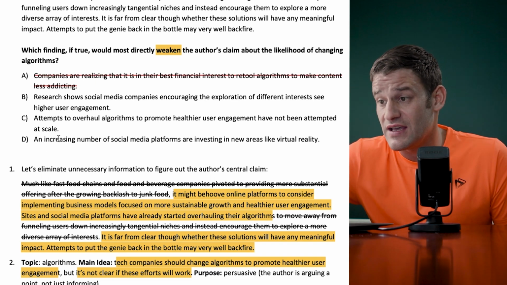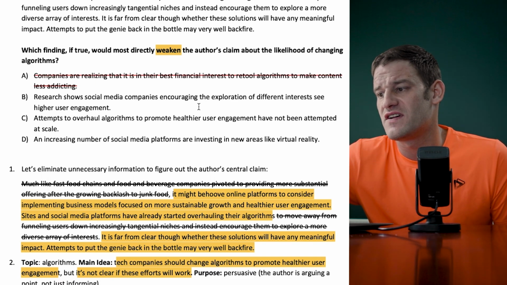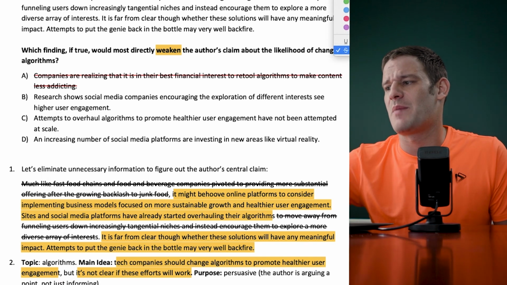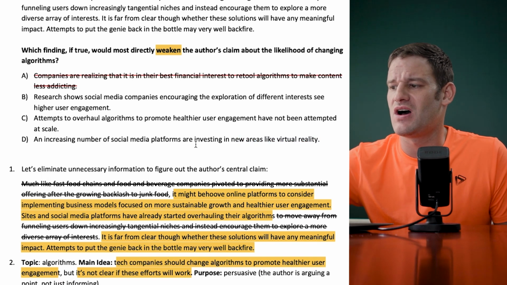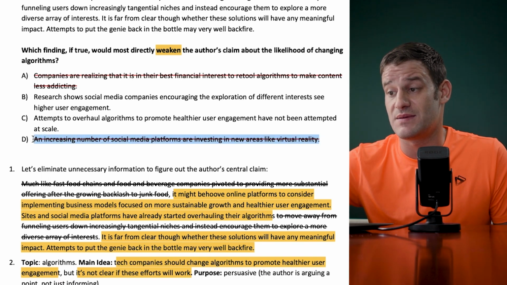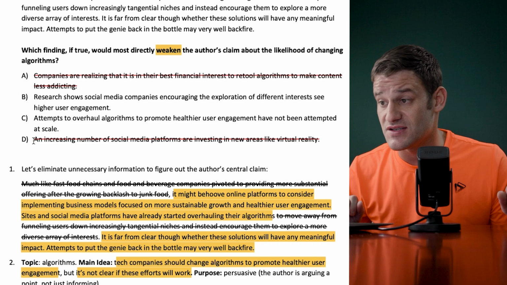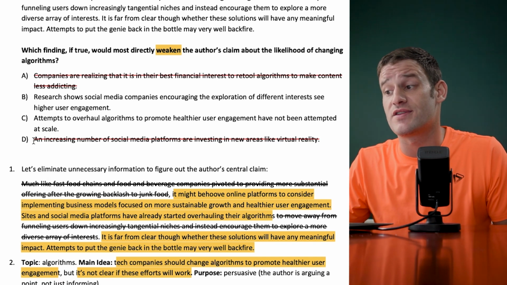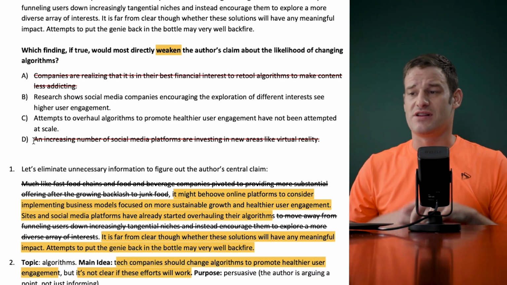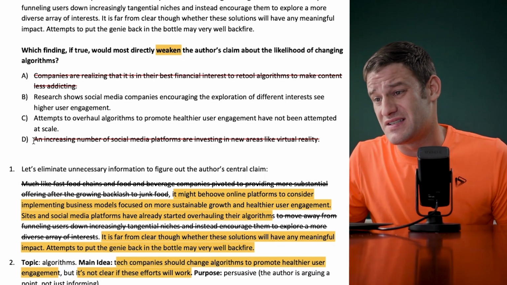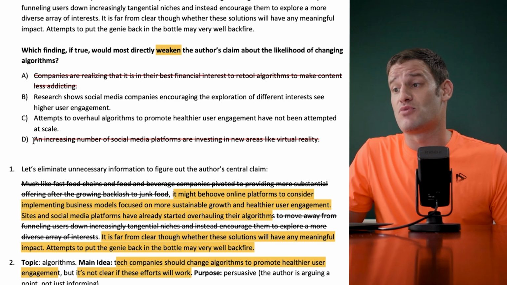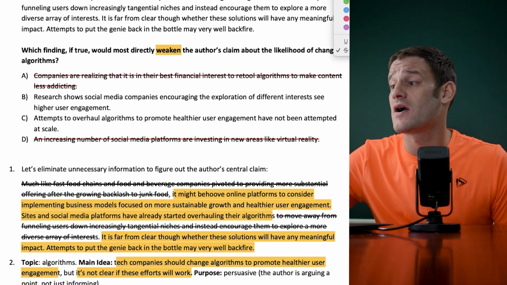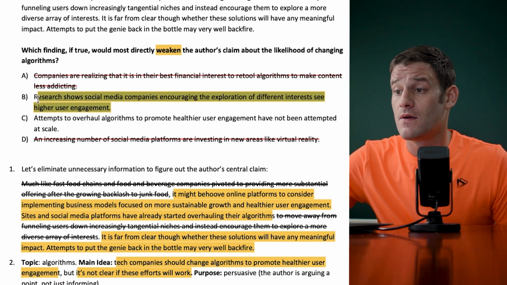And then D: an increasing number of social media platforms are investing in new areas like virtual reality. That doesn't even discuss our topic. That is so far off, it's not really on the same topic. Yes, social media platforms, but virtual reality isn't talking about changing the algorithms. So D I would eliminate quickly. Between B and C, you can see B clearly relates more to that second claim that the author's making. And in fact, yes, B is our correct answer here.